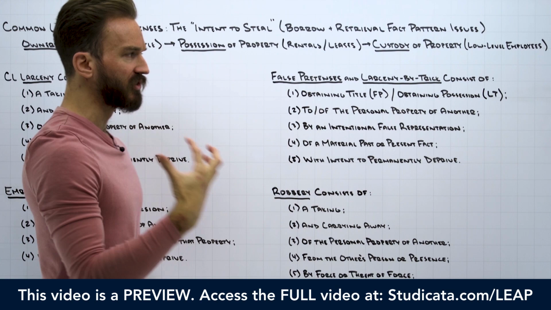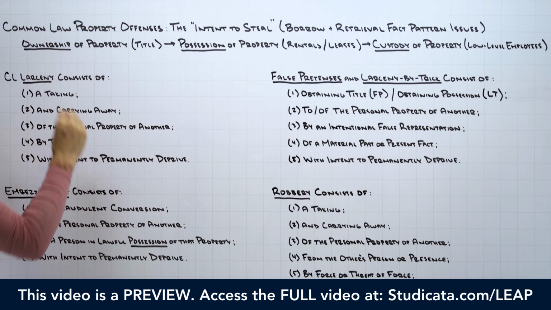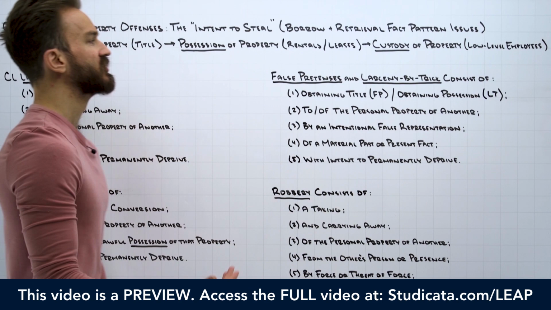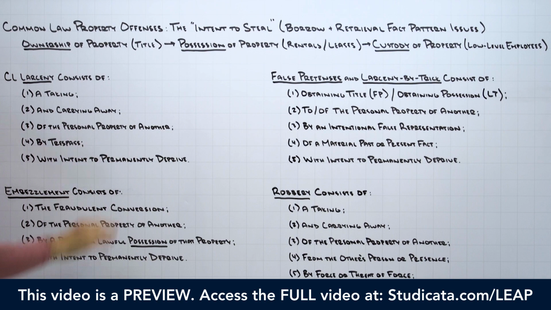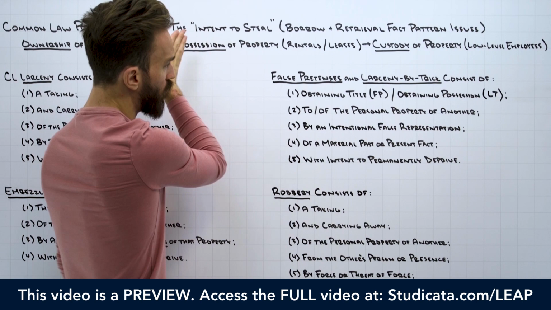Understanding this spectrum is one of the major ways we're going to distinguish between each of our property offenses, right? And this all has to deal with dominion and control of property. The more dominion and control over personal property a person has, the more this way we go on the spectrum. The less dominion and control a person has over a piece of property, the more we go this way on the spectrum, right? So we start with ownership of property.